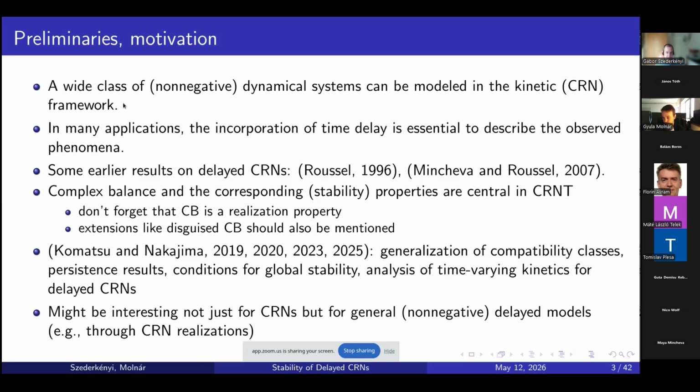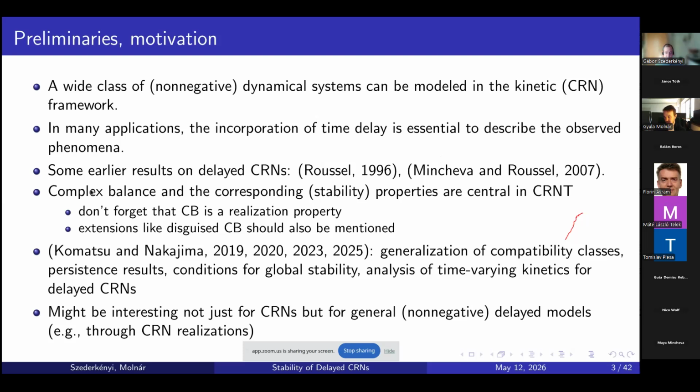Why delayed systems? In many applications, the explicit modeling of time delay is absolutely necessary to describe some phenomena with a satisfactory level of precision. And this is not a new topic at all. So I just indicated two important papers. At the end of the presentation, there will be a list of references. So maybe this paper is the first or one of the first where delayed reaction networks are formally introduced with the motivations. And of course, there were important developments later, like this paper of Maja Mincheva and Russell.